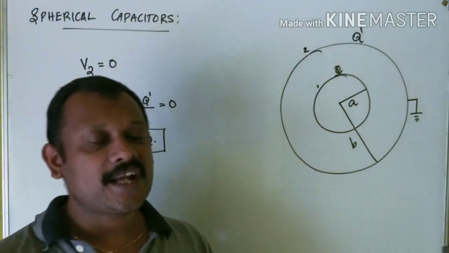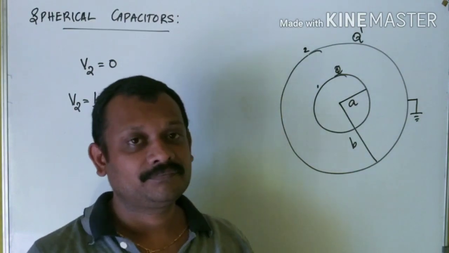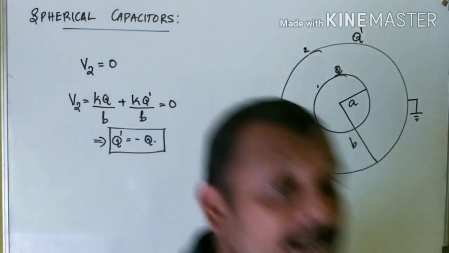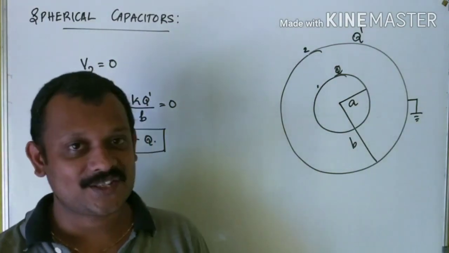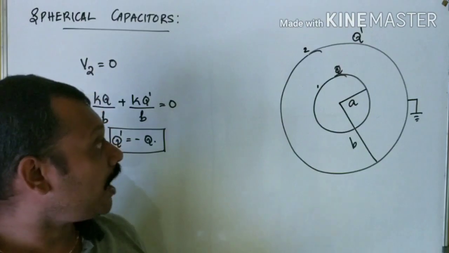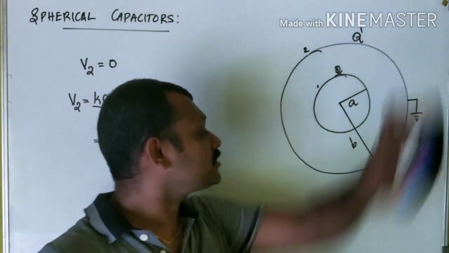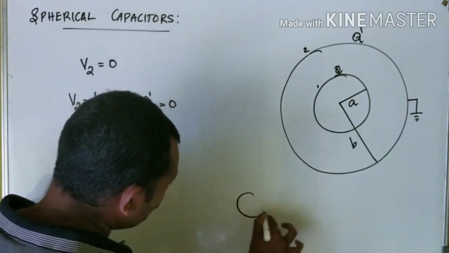Now the second question is, where is this Q dash located? Is it on the inner surface or on the outer surface of the outer spherical shell? That's a question to be answered. For that, we will consider Gauss's law.